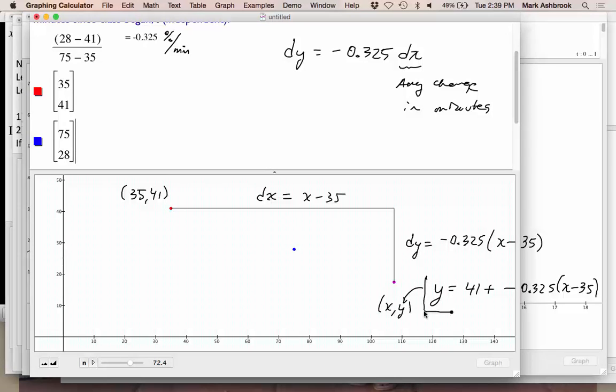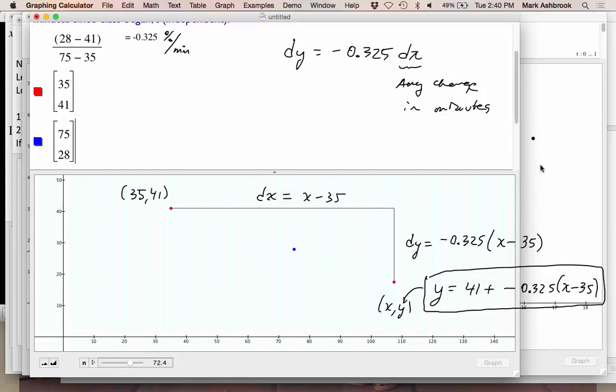So what does that represent? That represents every correspondence point of a number of minutes since class started. So you can put any number of minutes since class started in here. And this expression right here will generate the corresponding battery percent.